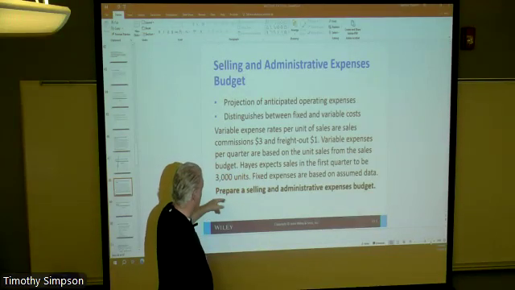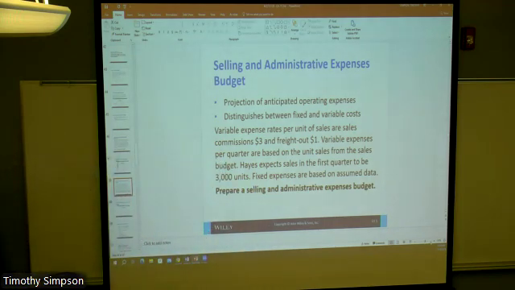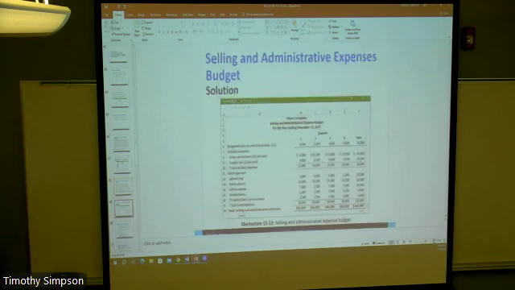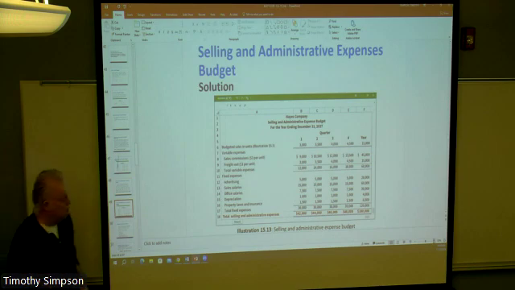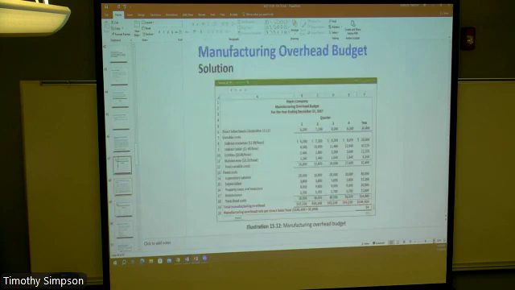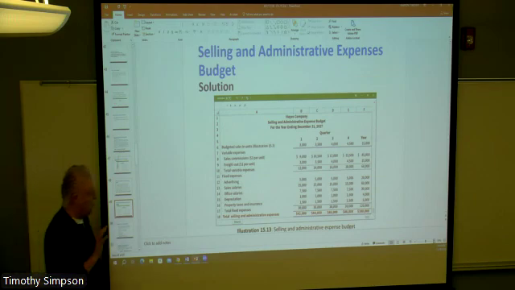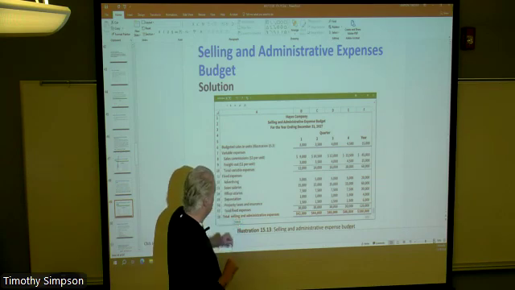Okay, and the fixed costs are based on assumed data, which we're going to be given here. We don't have to make it up. We don't have to calculate it. So here's the selling and administrative expense budget. And so again, we go back to this idea that we are trying to create sales. So if we go back to manufacturing overhead, and we're going to have manufacturing overhead as part of, well, I guess we're not actually. Let me just go on here. But let's just take the sales and administrative budget.